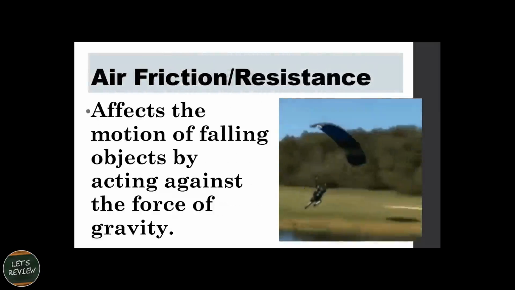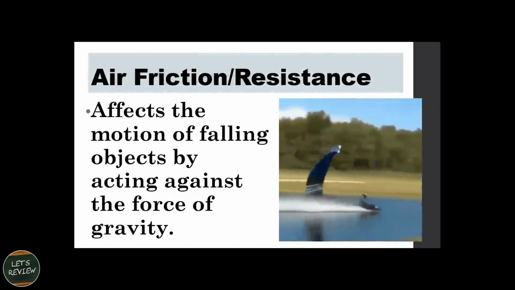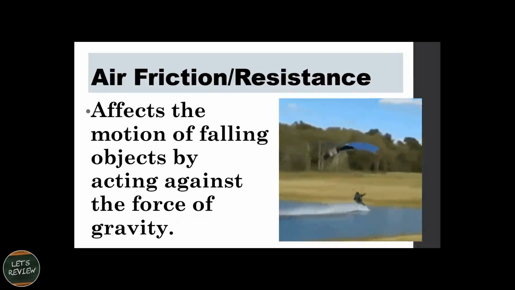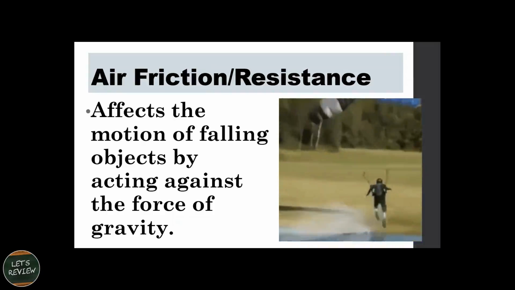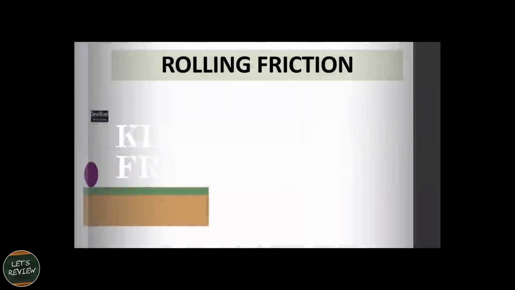What is this air resistance force or air friction? It affects the motion of falling objects by acting against the force of gravity. So friction is the one that resists or opposes the relative sliding movement of surfaces in contact with one another. We have different kinds of friction.